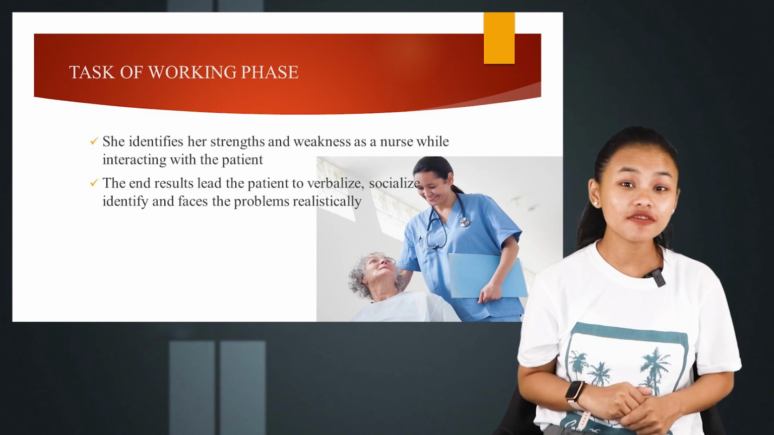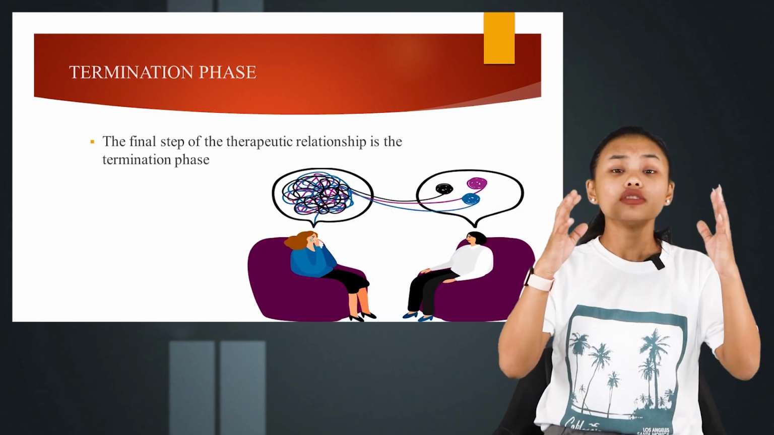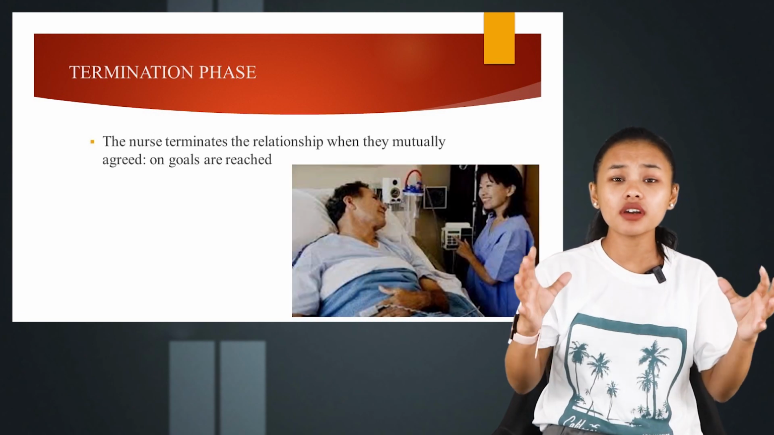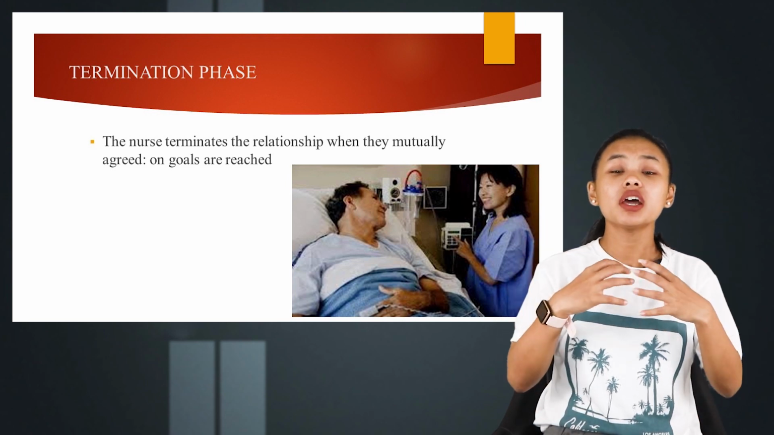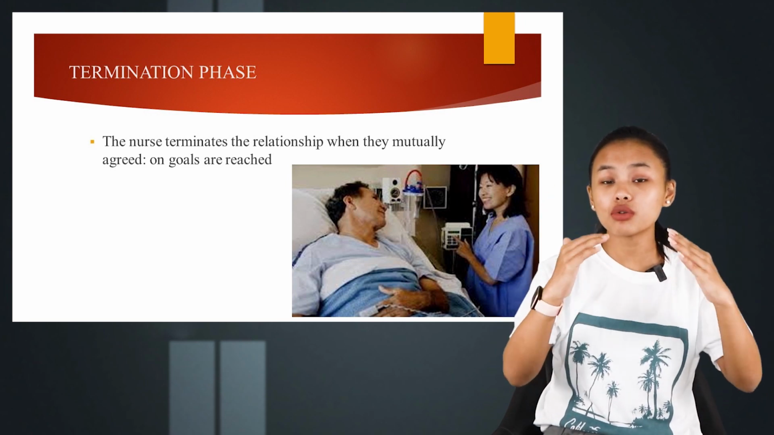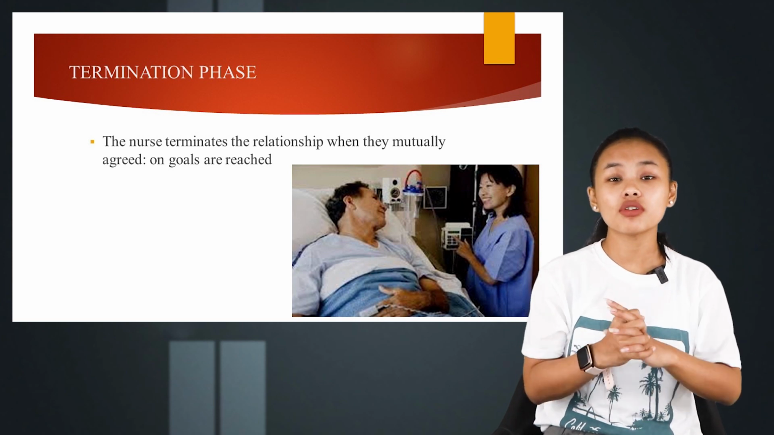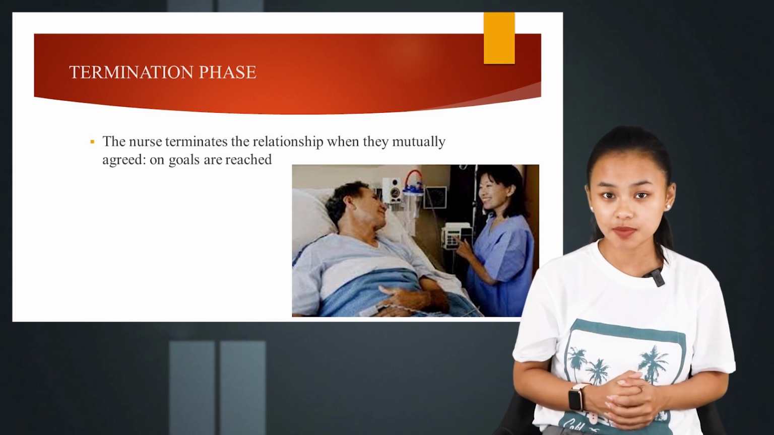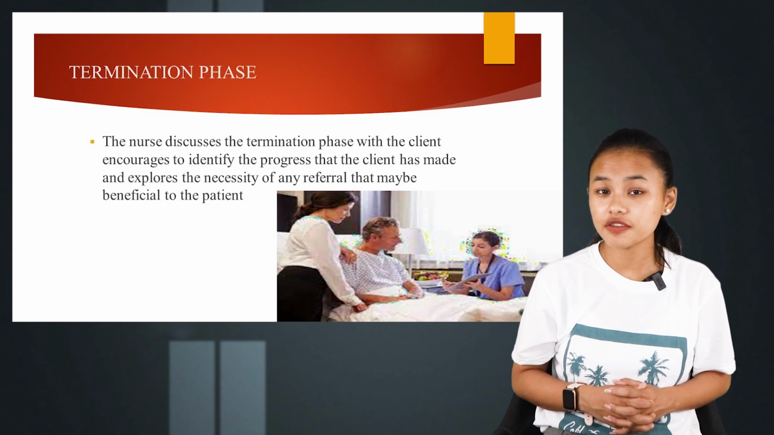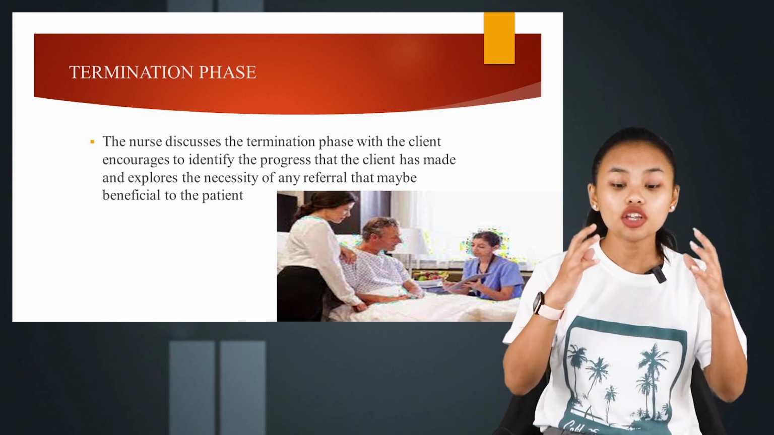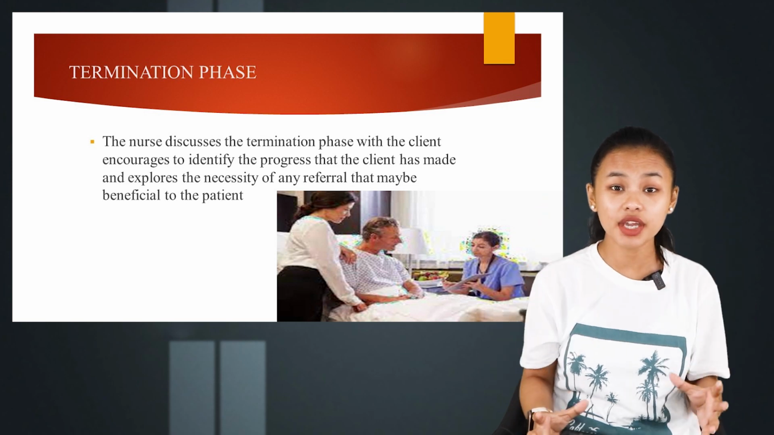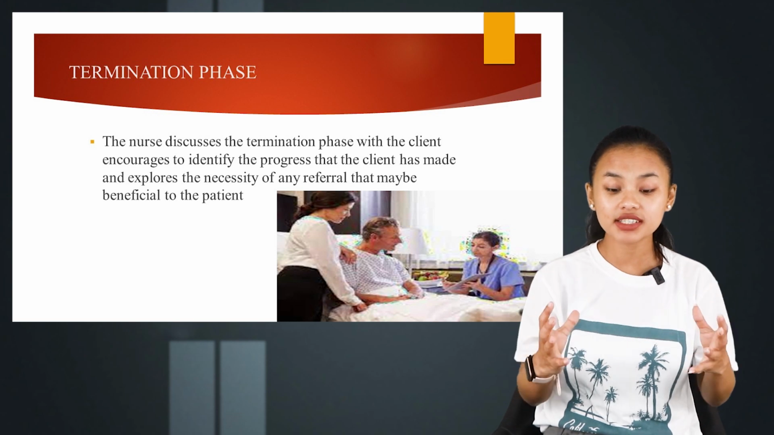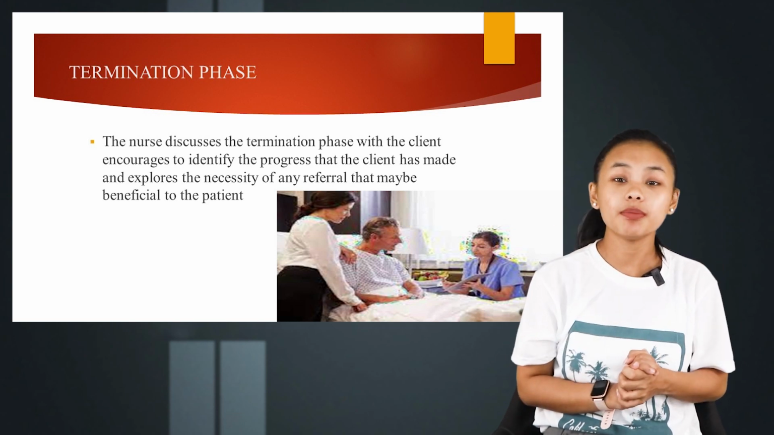Now moving on to the last phase, that is the termination phase. So the final step of this therapeutic relationship is the termination phase. Here, when the nurse has already reached her goals, or when the nurse and the patient have met the goals which they have mutually agreed on, then this termination phase takes place. The nurse will discuss the termination phase with the client. She'll also encourage the client to identify the progress that the client has made during that particular working phase.